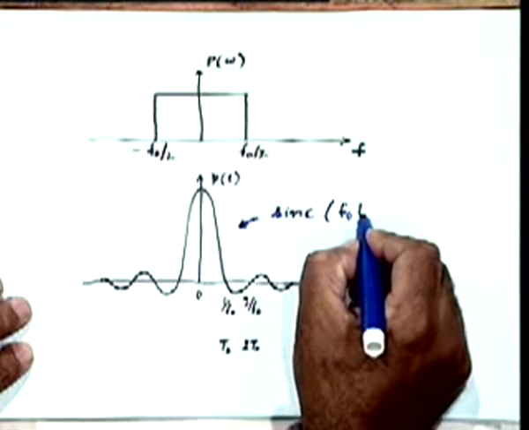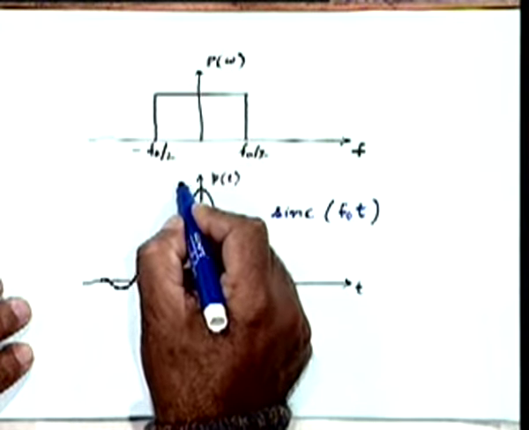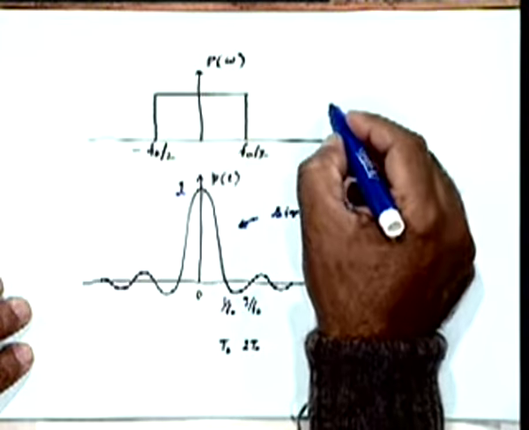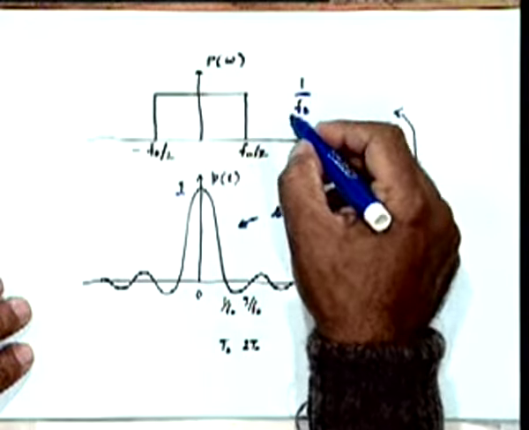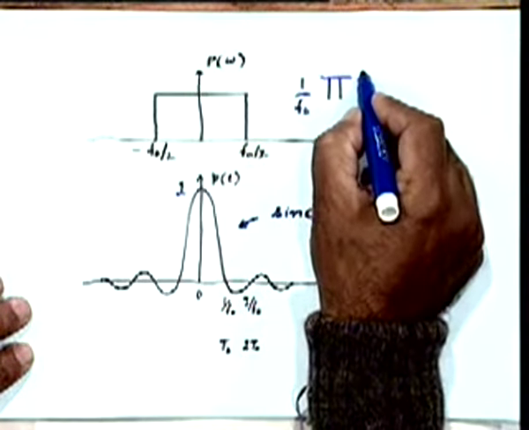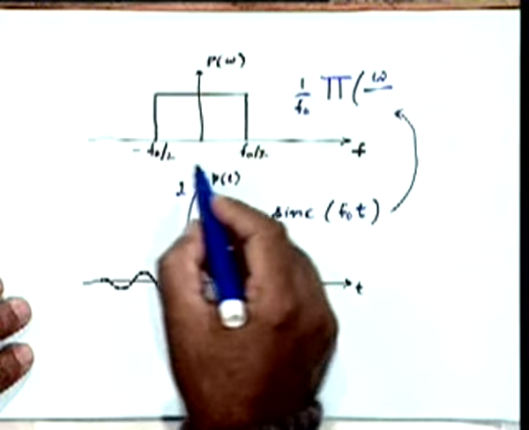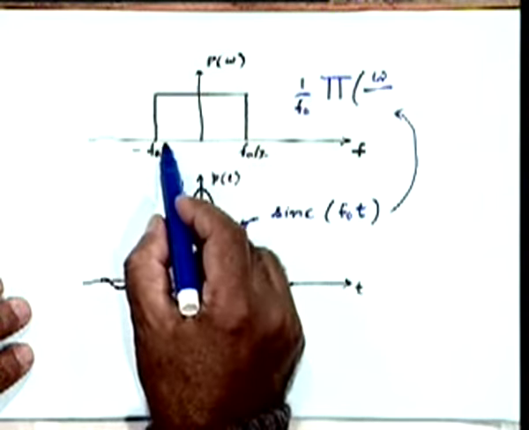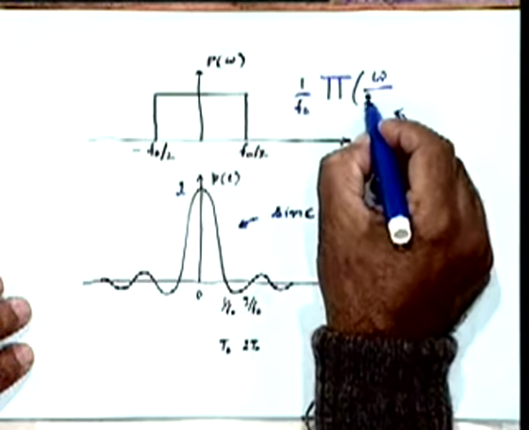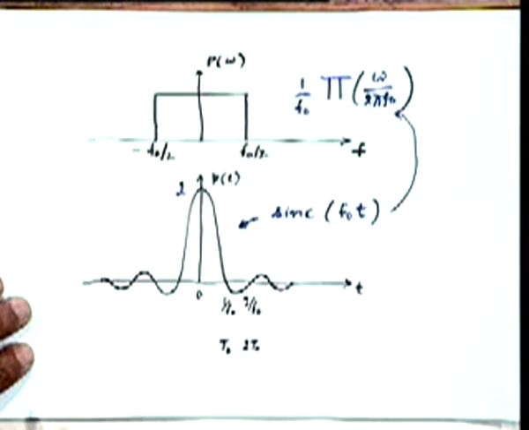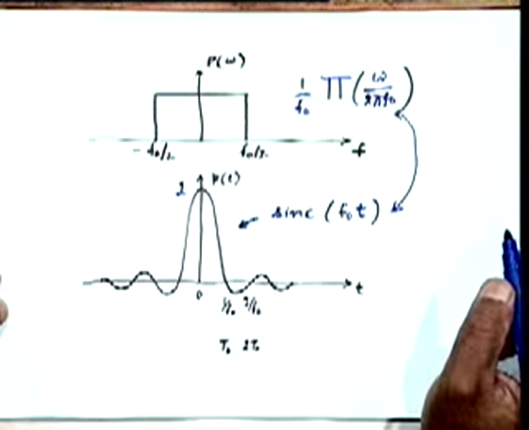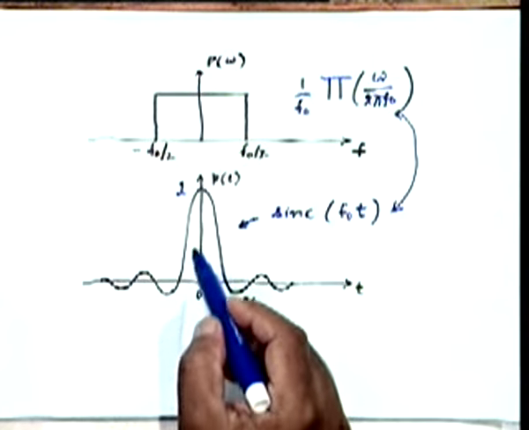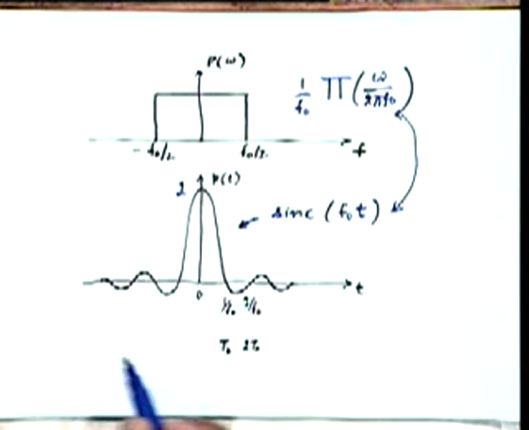sinc(f0 t), right? I am assuming that this amplitude here is 1, and this function here, which is a Fourier transform of this, is a 1 by f0 rectangular function with width, well, in f domain it is f0, in omega domain it is 2 pi f0, right? And these are Fourier transform pairs. And such a pulse shape can be generated by passing an impulse through a filter of this kind, right? All that is very clear.